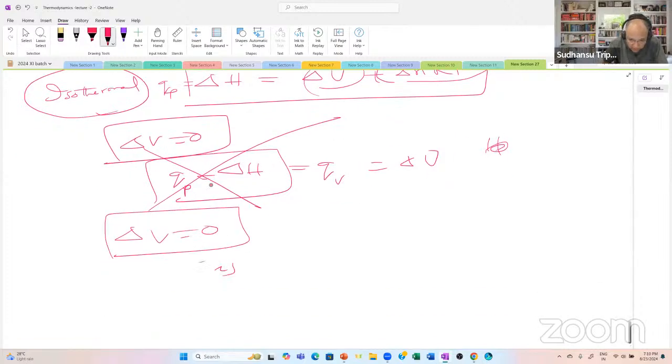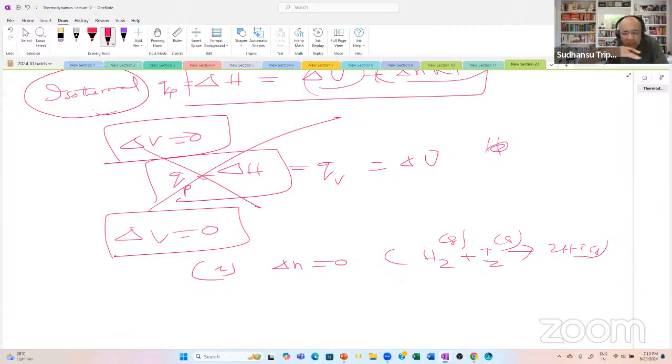In a chemical process, del N is equal to 0, like H2 plus I2, all gaseous, giving you 2HI, all gaseous. Even if it is not a sealed container, if a movable piston is attached, still there will be no change in the volume. The level of the piston will remain the same.